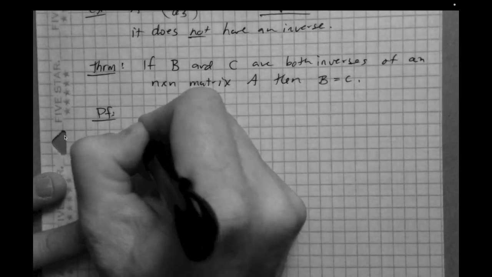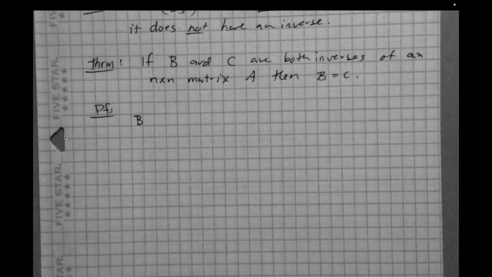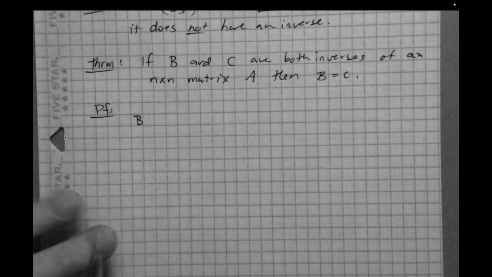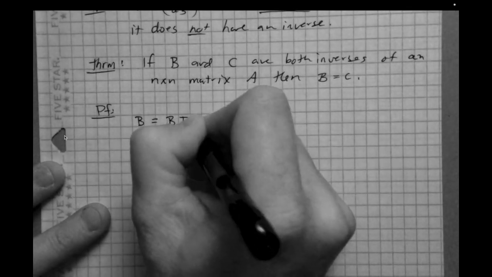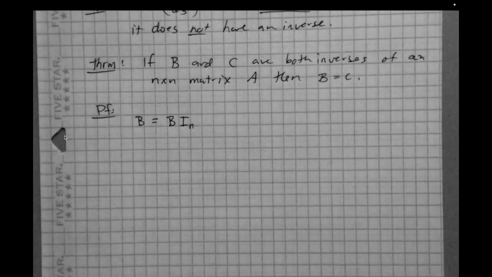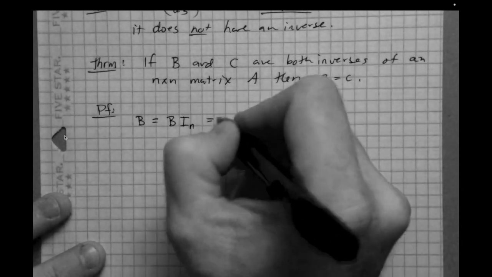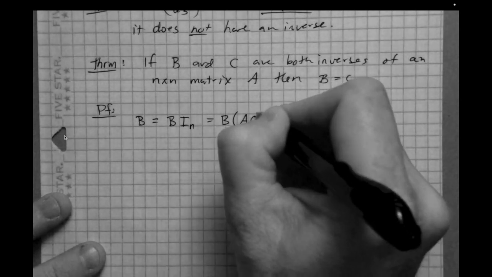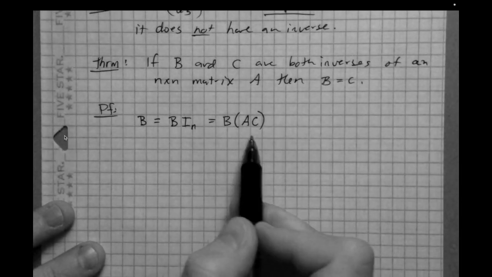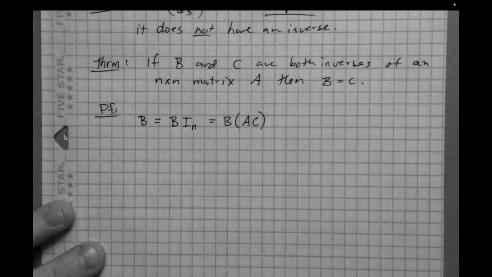You can derive this really quickly. We're going to assume that B and C are both inverses of a matrix A. That's our assumption. We'll start with B, and we know that B is equal to B times the identity matrix. That's just like multiplying by 1, so that's fine. And the identity matrix is equal to A times C, because C is assumed to be an inverse of A.